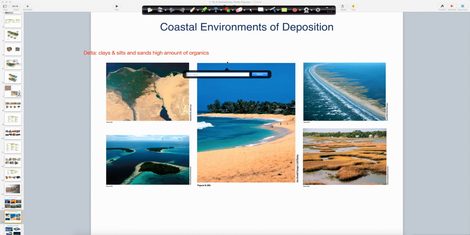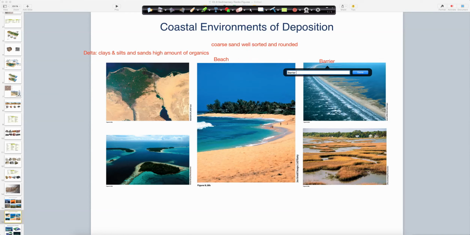This next big one is a beach. Beach has a lot of wave action on it. You're going to get coarse sand that is well sorted and rounded. You get all that wave action pounding onto the sand. You get a lot of abrasion occurring.